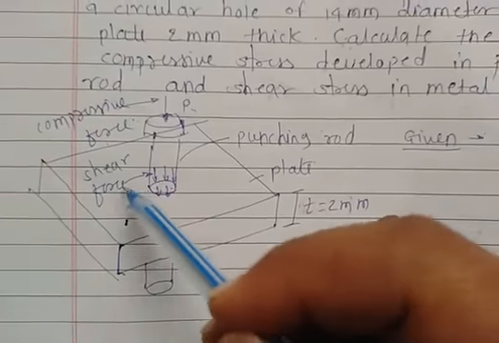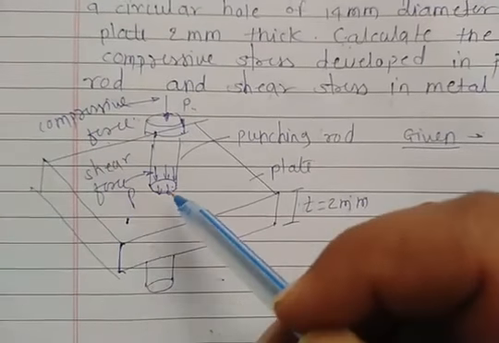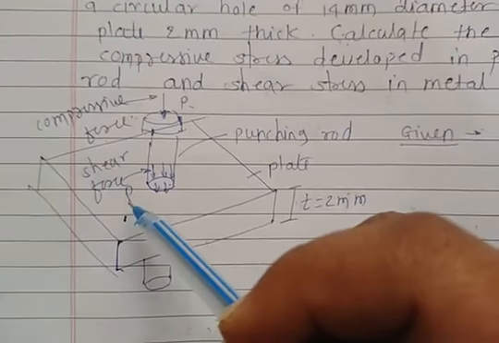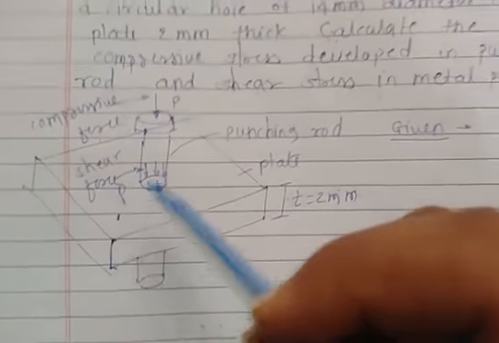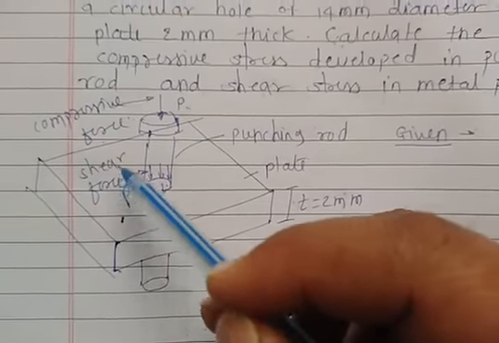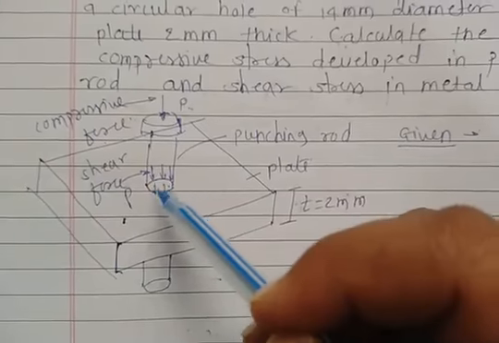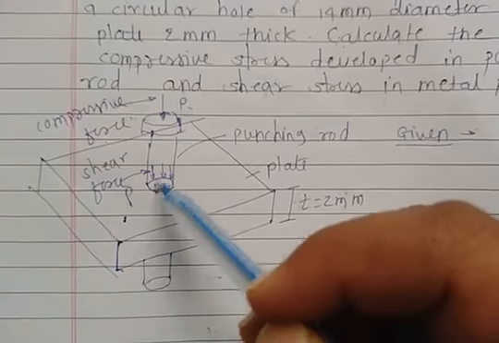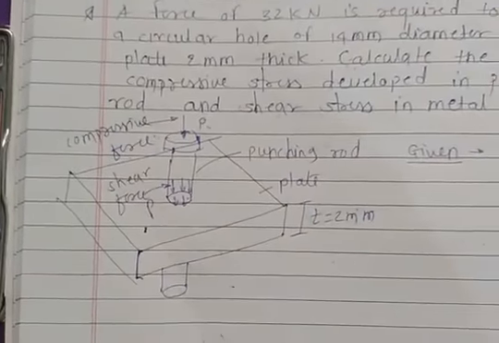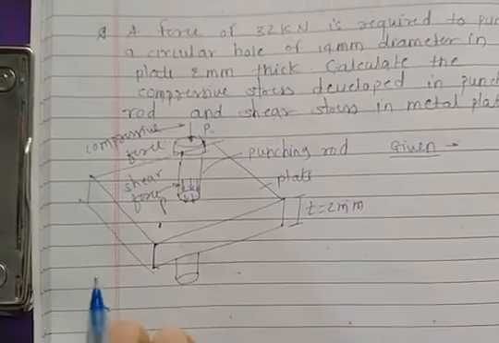In case of shear stress you have to consider the shear load. The formula for shear stress is shear load upon area. So shear stress is calculated as shear force P upon area, that is the area of this circumference into the thickness. Okay, so let us try to solve the numerical.